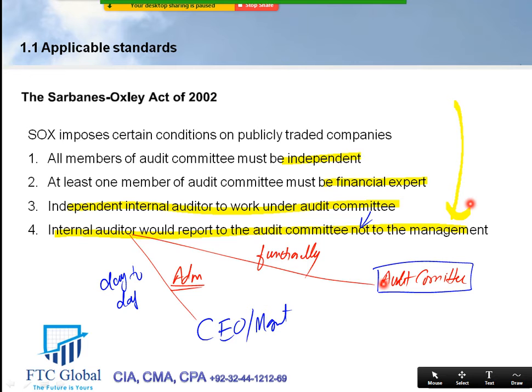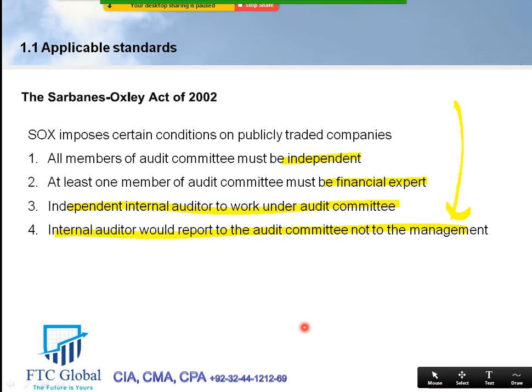quarterly, yearly, or monthly. But on day to day operations of purchasing, operational audits on finance, marketing, inventory management, and so on, this is reported administratively to the Chief Executive Officer. So, the internal auditor would report functionally to the audit committee and administratively to the Chief Executive Officer or President of Operations or the senior management.